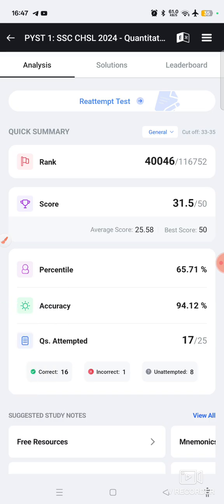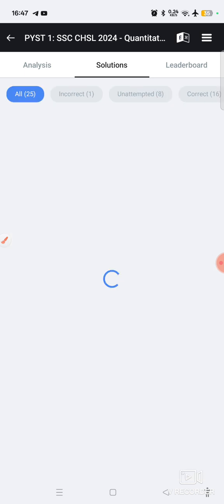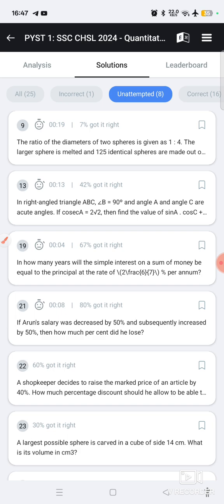Okay, there is the problem with the time. Okay, but we solve it again. 1 is incorrect, 16 is correct, and unattempted is 8. So the time is 16:47. Okay, so how much time does it take for these 8 more questions?